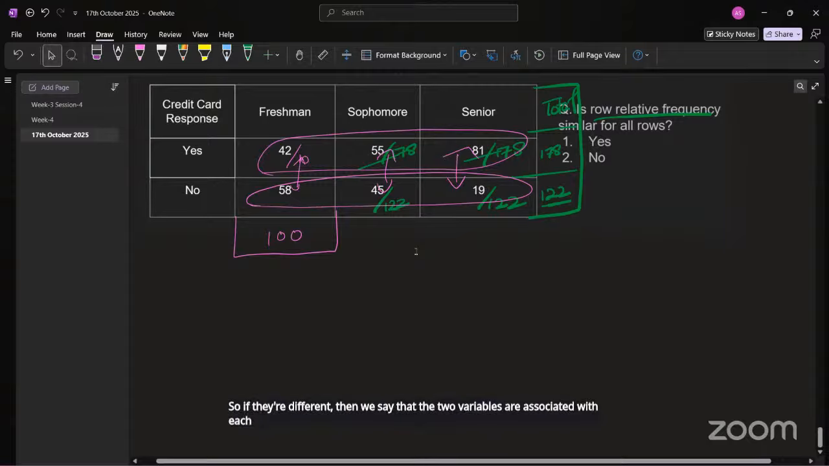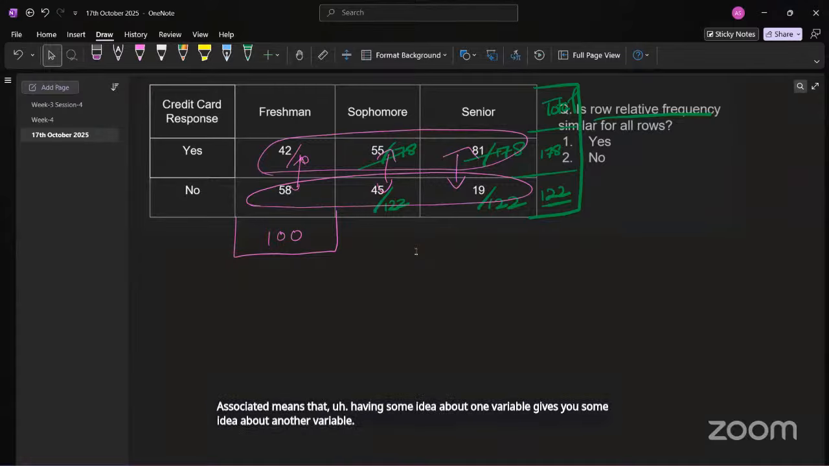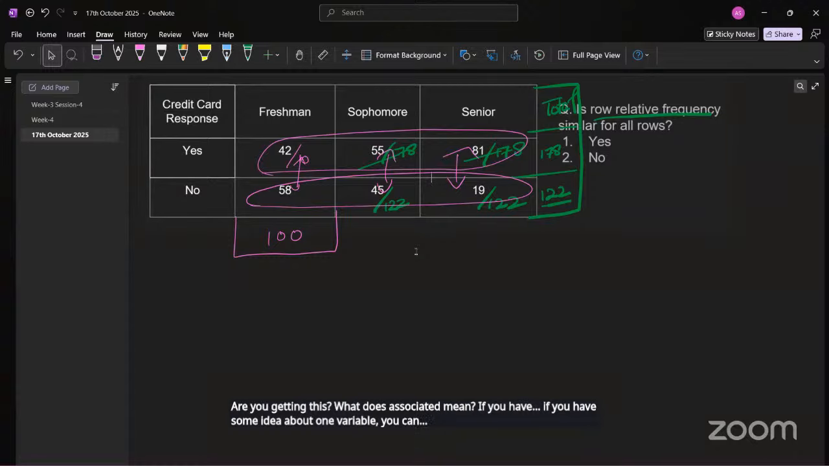So what's the idea behind this? What are we trying to find out? We're trying to find out whether the two variables are somehow associated. You know what associated means? Associated means that having some idea about one variable gives you some idea about another variable. If you have some idea about one variable, you can guess something about the other variable. That is actually association.